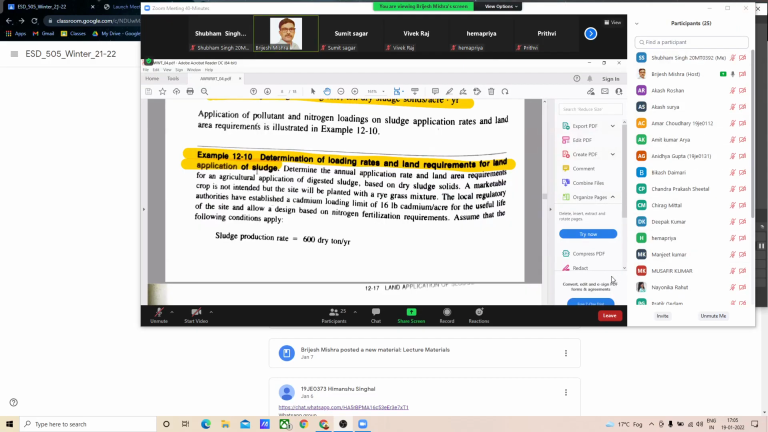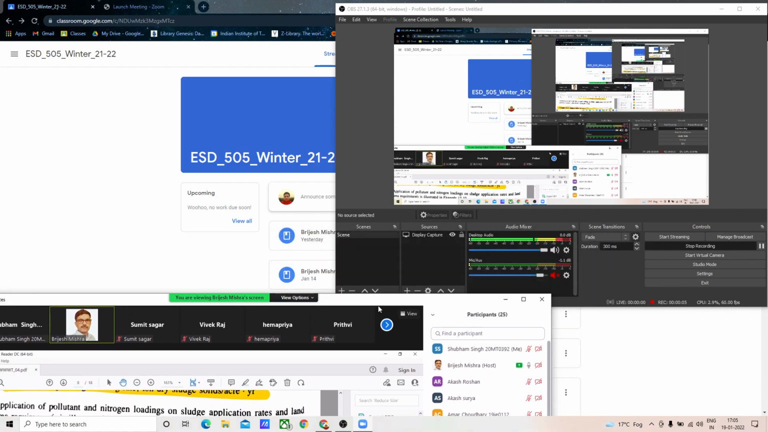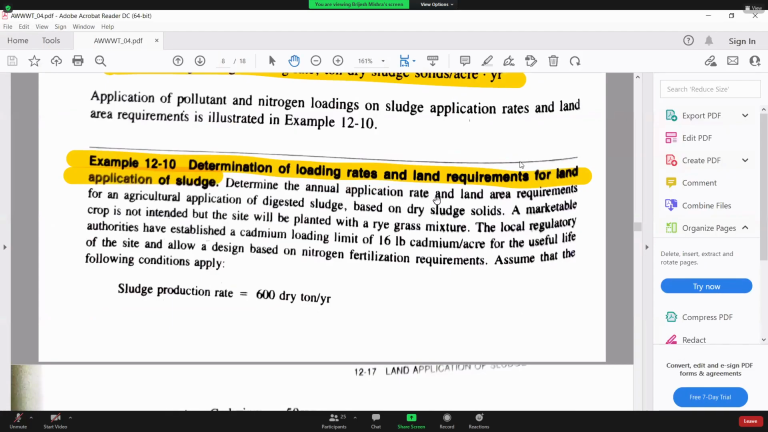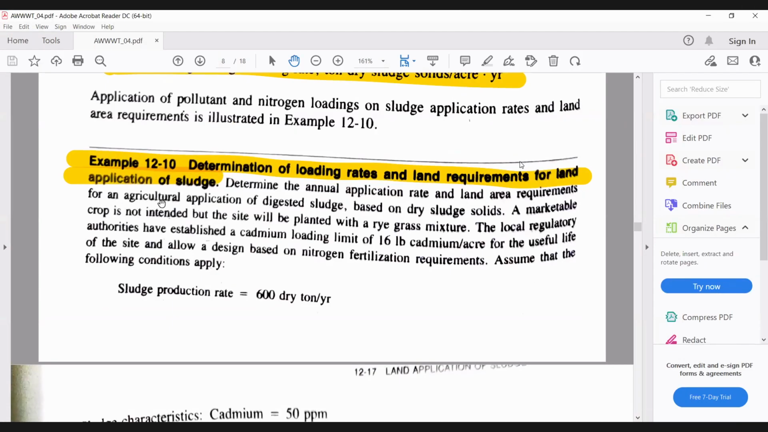Determination of the loading rate and land requirement for land application of sludge. Determine the annual application rate and land area requirement for an agricultural application of digested sludge.